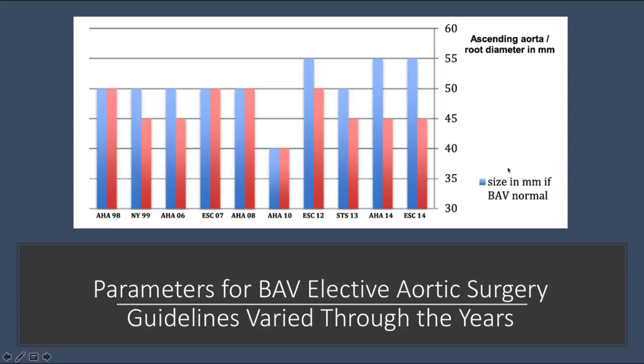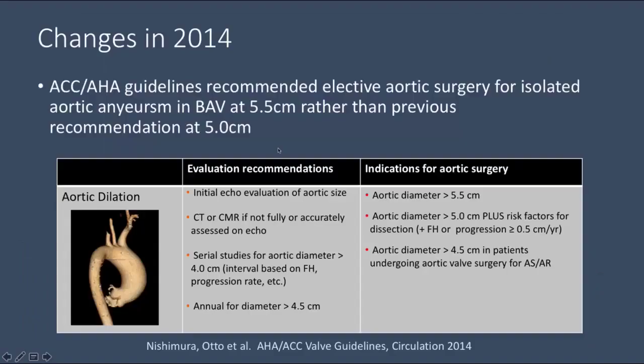As you can see, over the last 15 years, the recommendations for aortic surgery in those with an isolated BAV aneurysm have been quite variable. The threshold reached a nadir of 4 centimeters in 2010, and over more recent years, we've become more conservative with our threshold recommendations. In 2014, the ACC/AHA guidelines moved the threshold for surgery for an elective aortic aneurysm from 5.0 centimeters to 5.5 centimeters.